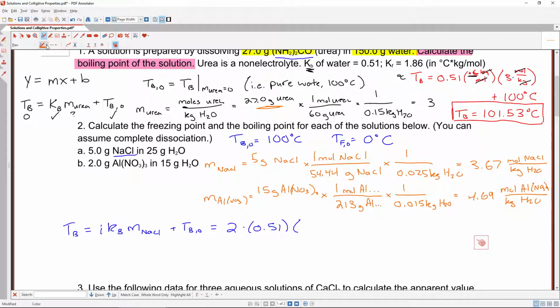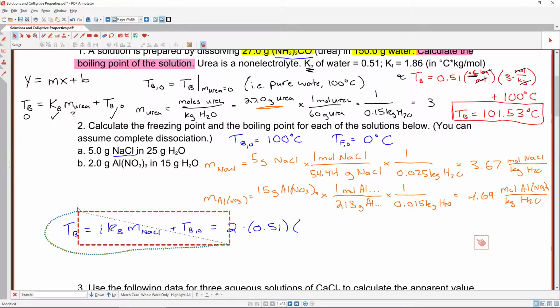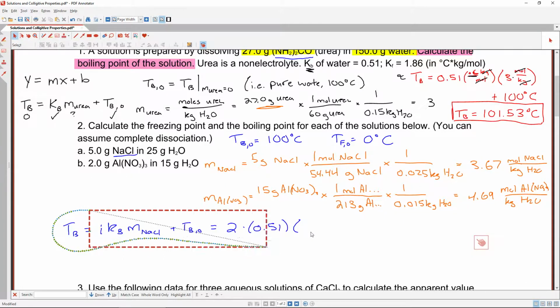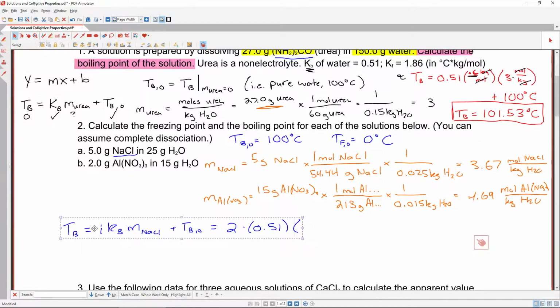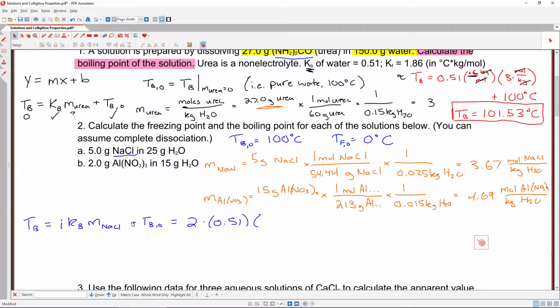So let's switch back to blue, and then we can finish this problem. First off, I'm going to move this because I know I'm going to run out of space. Okay, cool. So here, this is for sodium chloride for part A. So we're going to use 3.67 and then plus 100 degrees Celsius because this is my boiling point. And that equals some number.